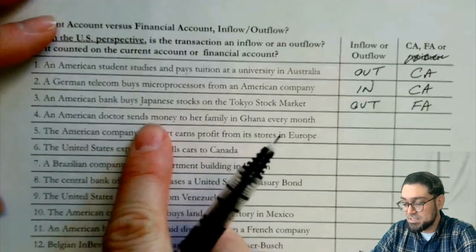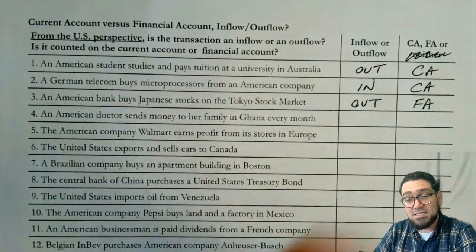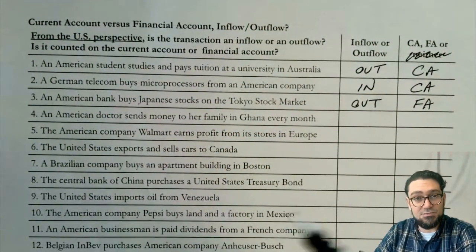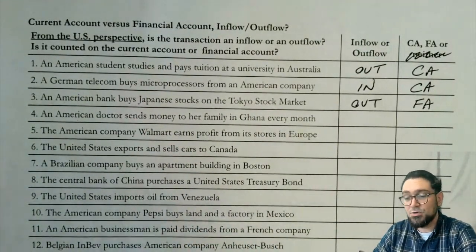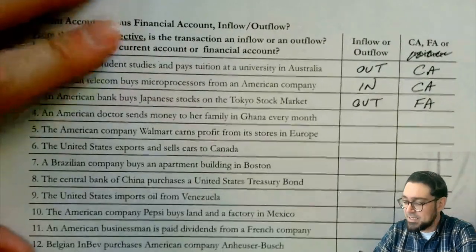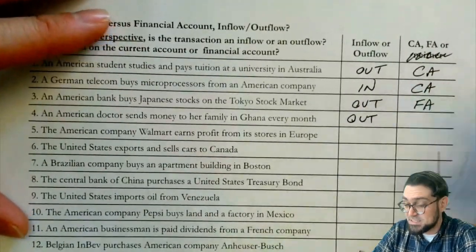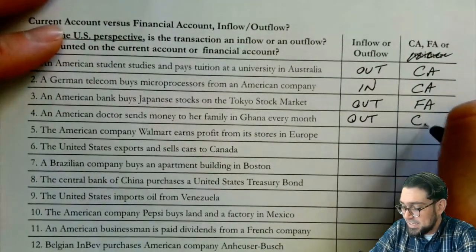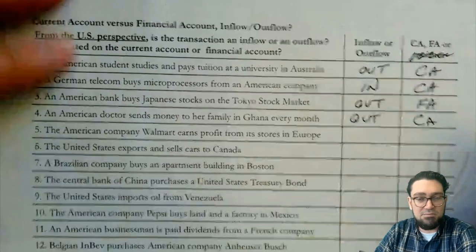An American doctor sends money to her family in Ghana every month. That's a transfer, which is one of the three categories of the current account. Remittances and transfers are essentially what happens when we're doing net exports, but you don't get anything in return. It's just like, here you go, have some cash. And so this would be an outflow from the US and an inflow for Ghana, obviously, and the current account, right? It's just flowing funds at that point.